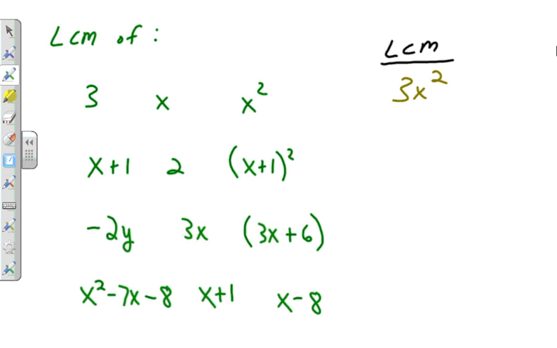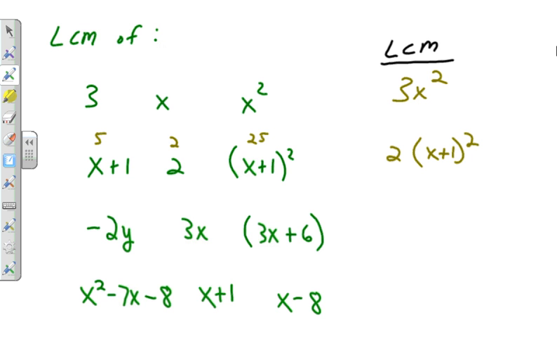For example, if this were 2, and let's say x was 4, what would you have here? You'd have 2, 5, and 25, right? So what's the least common multiple? 50. It's 2 times all of this, because this is already covered in this, right? So your least common multiple here is what? 2 times (x plus 1) squared. Is that clear?